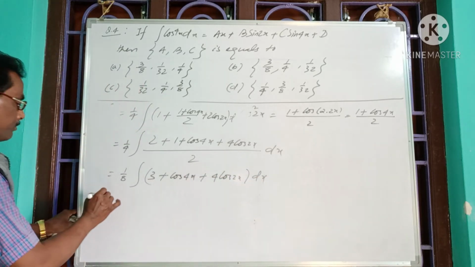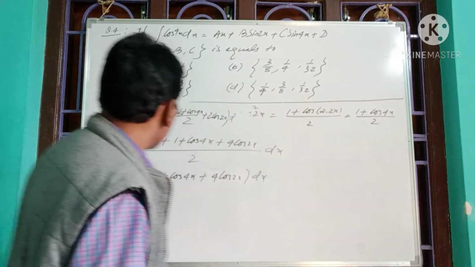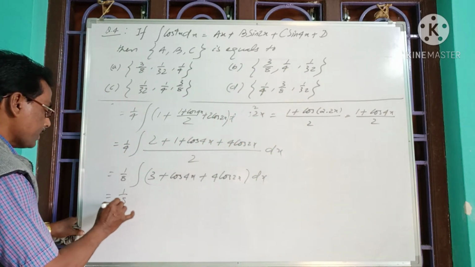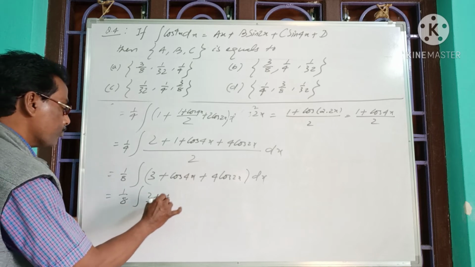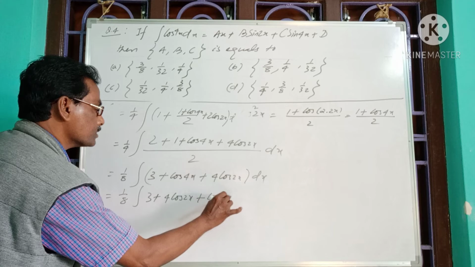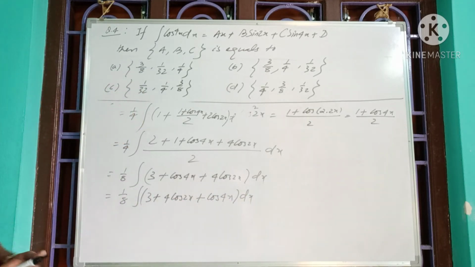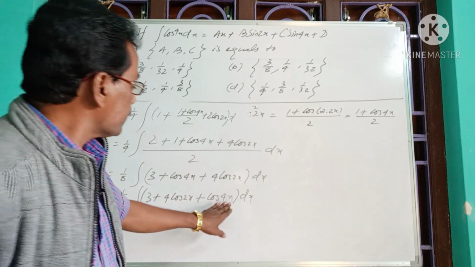So again simplifying and arranging in order of sequence, we have 1 by 8 into 3 plus 4 cos 2x, then cos of 4x whole integration with respect to x. Now see, all the integrands are ready for integration.